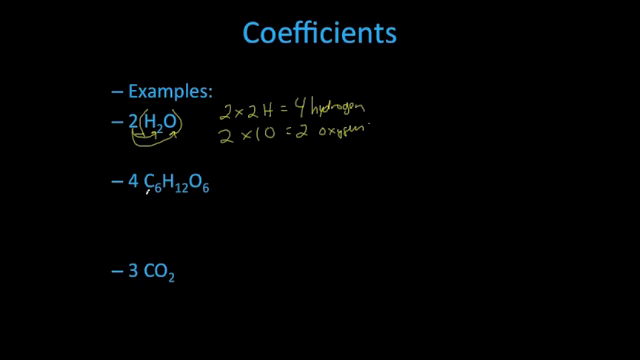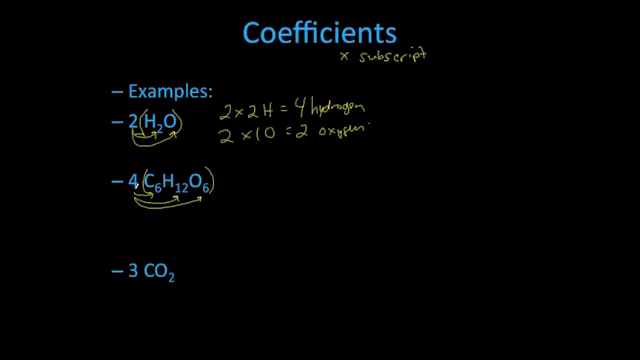This one's a little bit more complicated because it's a bigger number, but all it's saying is the same thing. The coefficient is distributed amongst the subscripts, and you multiply the coefficient times the subscript to figure out the number of atoms in that many molecules of the compound.